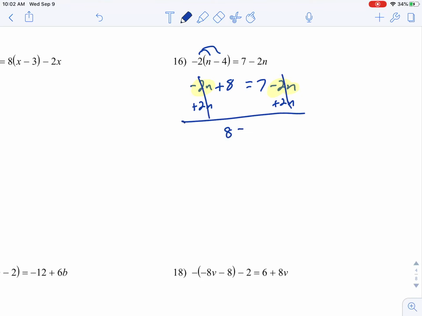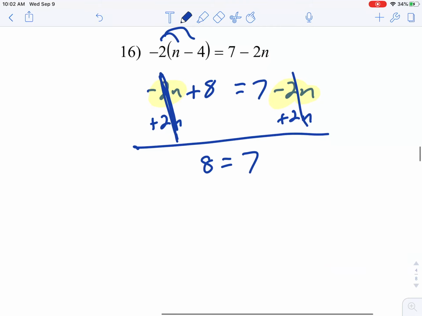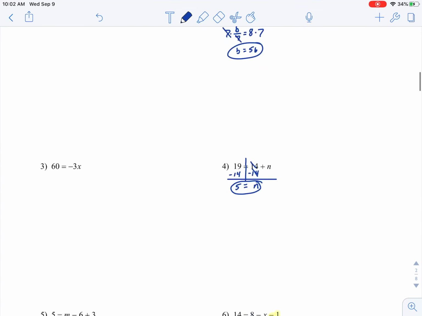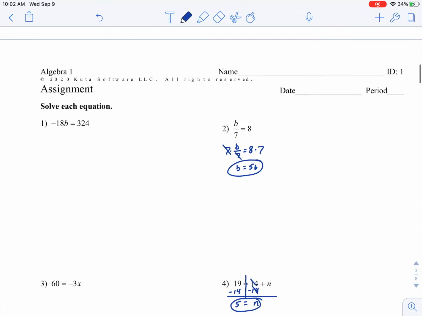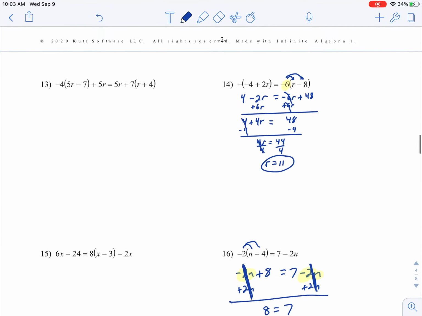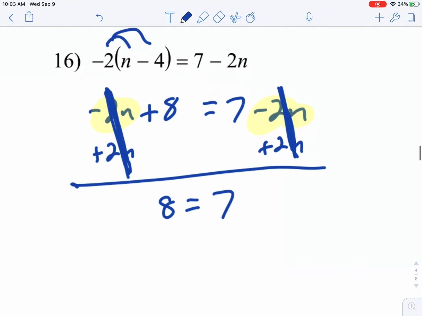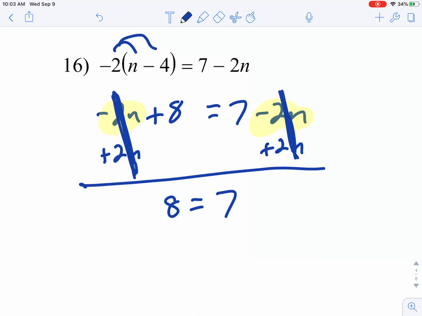And I get 8 equals 7. The variable is completely gone. -2n plus 2n cancels here, and it cancels there. When the variable completely disappears out of a problem, that means it's a special case. There are 2 special cases, as I mentioned up here in the notes. There's a no solution and an all real numbers. So when the variable disappears completely, you should automatically think special case.